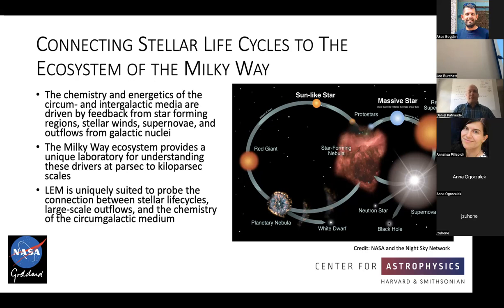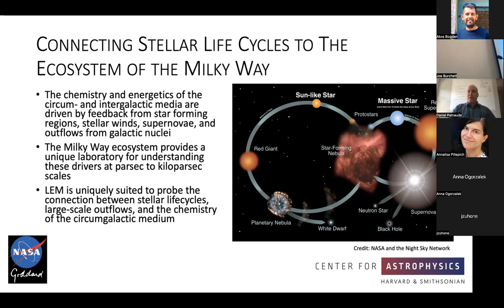And in this case, the Milky Way ecosystem, which it is an ecosystem, does provide a unique laboratory for understanding these drivers at scales from parsecs to kiloparsecs. And these are actually the subgrid physics scales, which are important for driving these large simulations, which have already been touched on. Along these lines, LEM is uniquely suited to probe the connection between stellar life cycles, these large scale outflows, and the chemistry of the Milky Way's circumgalactic medium.